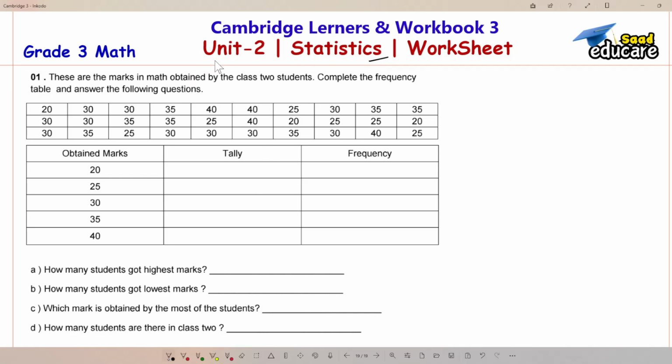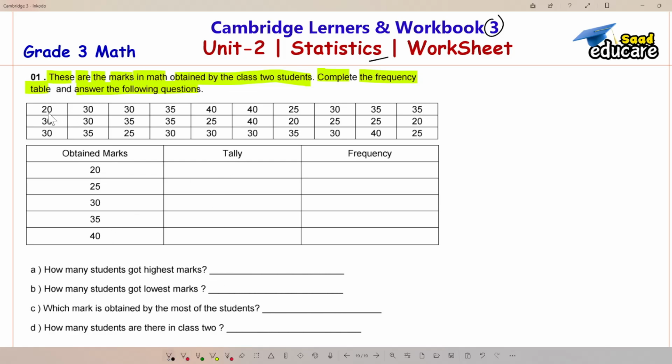This is from Unit 2 of Cambridge Learner's Book 3. Our question: these are the marks in math obtained by the class 2 students. Complete the frequency table and answer the following questions. Look, here is a table, here are lots of students' marks, and these are the obtained marks: 20, 25, 30, 35 and 40, and here is the tally mark.